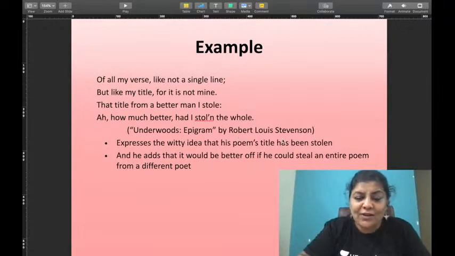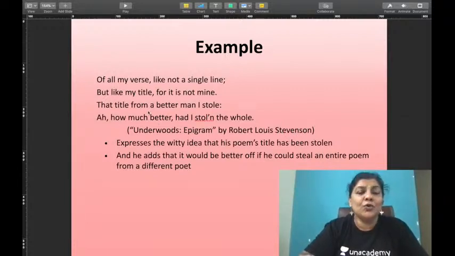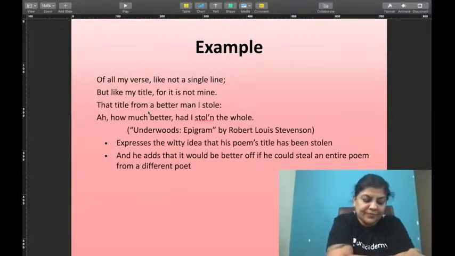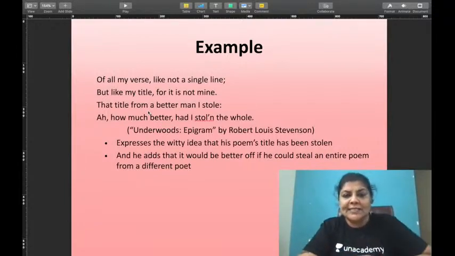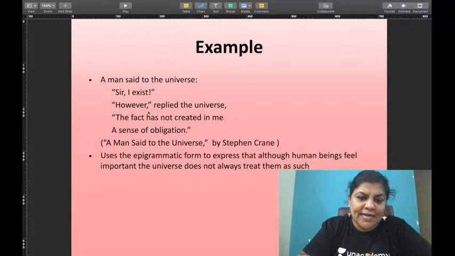Underwoods is a poem by Robert Louis Stevenson. They'll ask in NET. Underwoods, famous poetry collection by Robert Louis Stevenson. Examples of epigram you will get from Underwoods. Am I boring you guys? Is this boring? If you want to study, this is not boring. If you just want shortcuts, then this is boring.